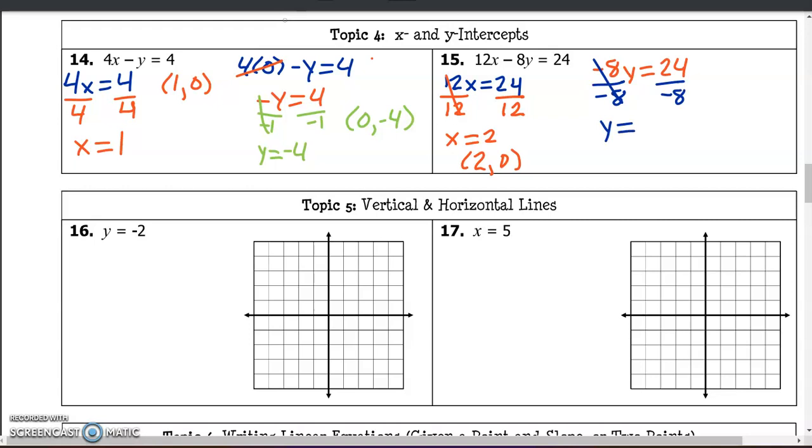So that gives me y equals, and now here, 24 divided by 8 is 3, but I have one negative, one positive, which makes this negative 3. So then my ordered pair would be 0, comma, negative 3.